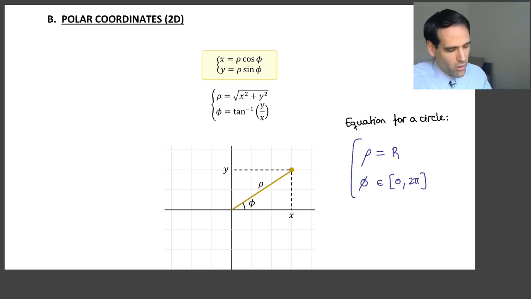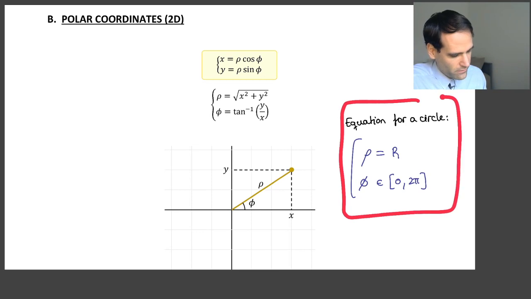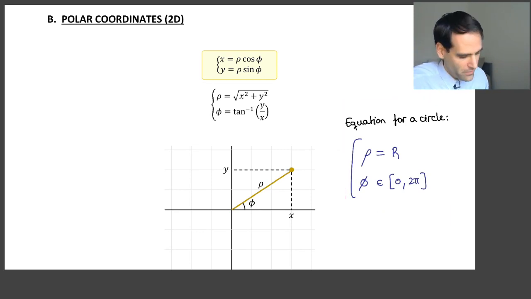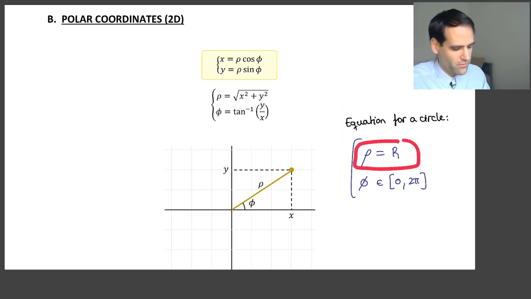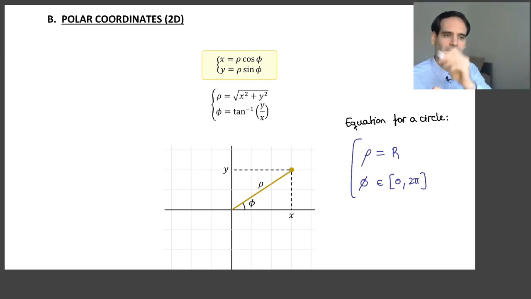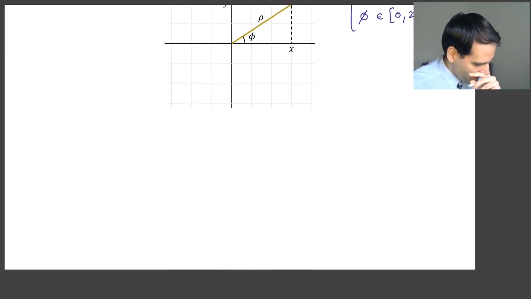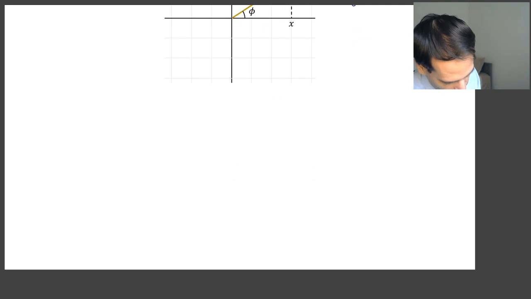So you have seen that in polar coordinates, the equation for a circle gets a very simple form. Simply rho equals r, the radius of the circle. And this perfectly describes the circle. But what if I gave you other curves? So, equations for other curves.